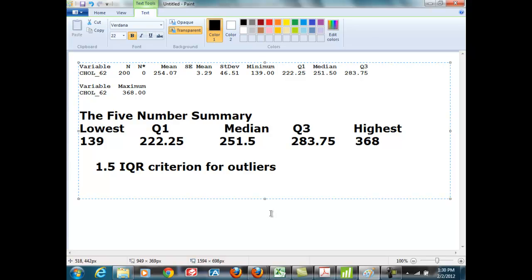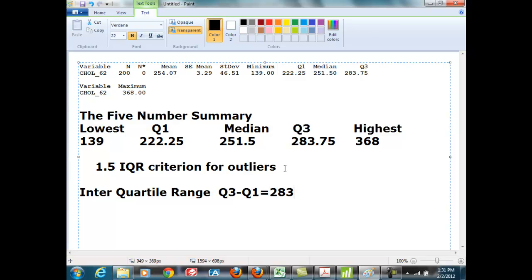Who remembers that? This was in the notes. Interquartile range, right? IQR is interquartile range. I'm sorry, I wrote it and now the screen is covering it, all right? Okay, so it's the third quartile minus the what? First quartile, and that is 283.75 minus how much? 222.25, and that happens to be how much?